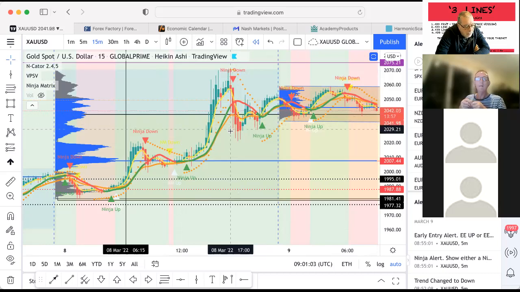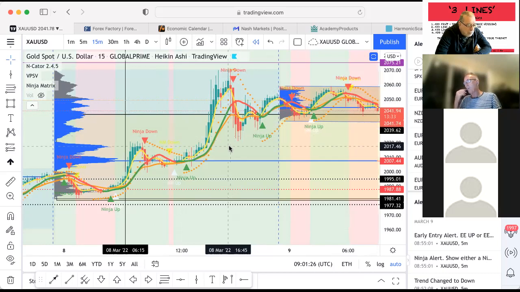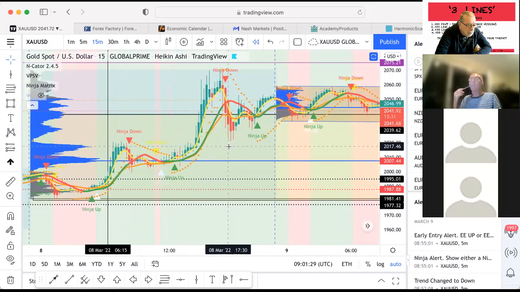Now, I guess you could say that was a fault with my system, because there were a lot of pips to be had. There was a Ninja down, there was a red 13 MA, the yellow did eventually cross over it, so there's another sign of a sell. But I would have stayed out at that point, purely because the one factor that was against me was the Ninja Matrix.